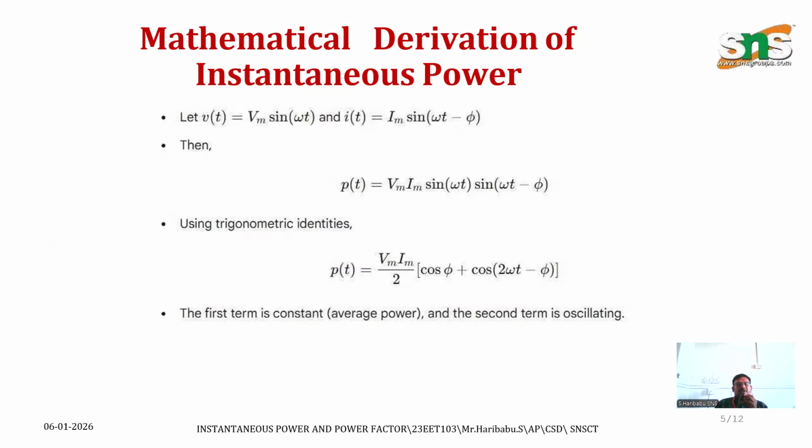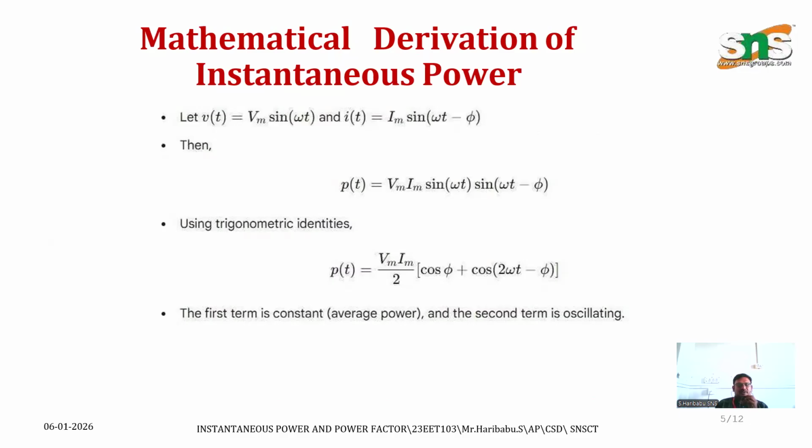Then p of t is obtained by multiplying both terms. Using the trigonometric formulas, sine into sine, it will be represented as Vm Im by 2 into cos phi plus cos 2 omega t minus phi.